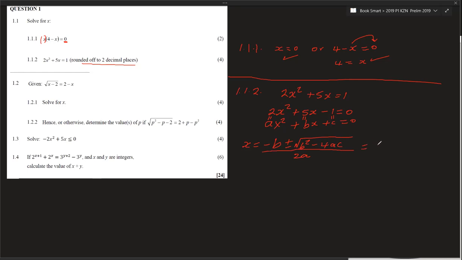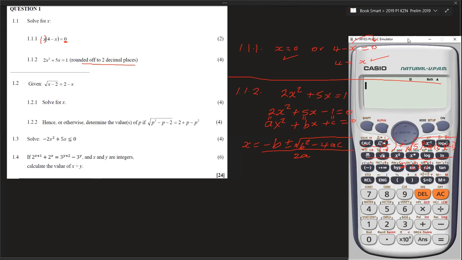Now we're going to do substitution. I use brackets when I substitute. So I have negative, my b is 5, then plus minus the square root of 5 in brackets squared minus 4, my a is 2, and my c is negative 1, all over 2a, which is 2. And now we can easily get our solution from the calculator.